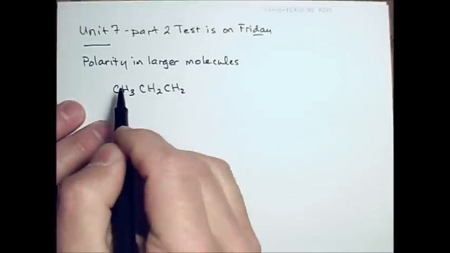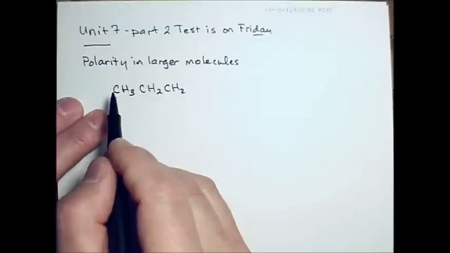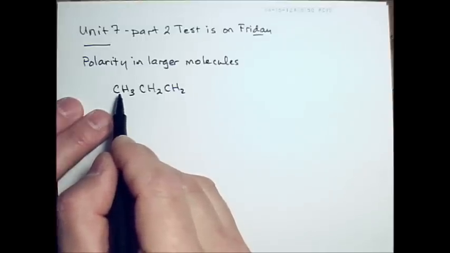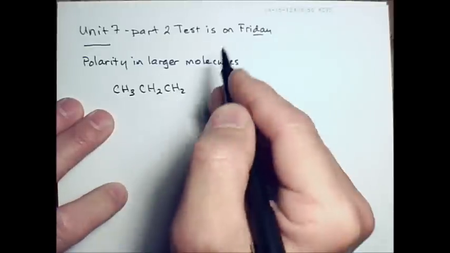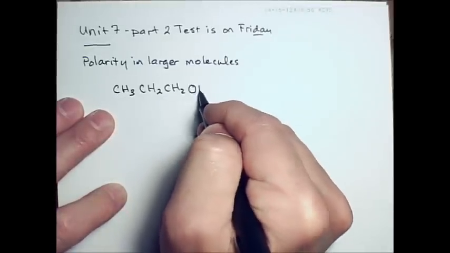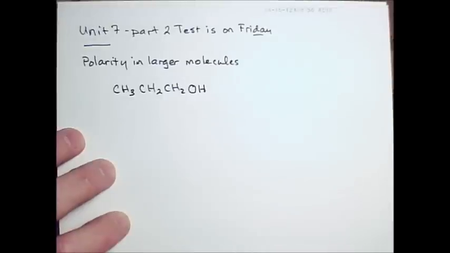Now in Unit 4 we looked at organic molecules that only had hydrocarbons, that were only hydrocarbon groupings. What I'm going to do here is add a different kind of grouping to that hydrocarbon.